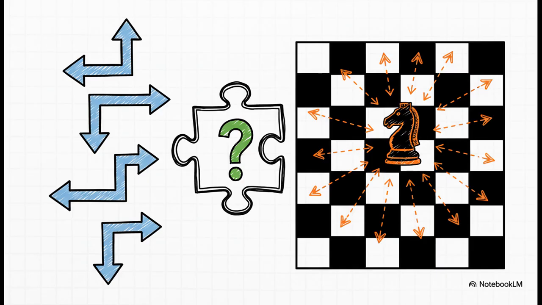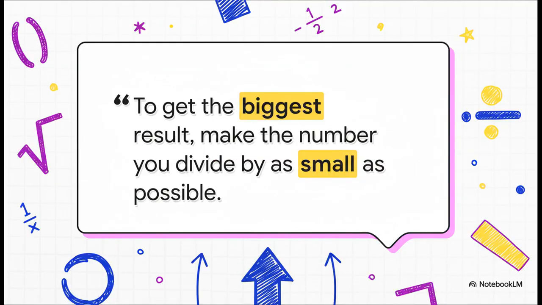So let's try a different kind of problem. This one isn't just about following the rules. It's about using those rules strategically. It's a classic little mathematician's puzzle. Ready? So to crack this puzzle, there's one key piece of strategy you need to know. When you're dividing, if you want the biggest possible result, you need to divide by the smallest possible number. Makes sense, right? And if you want the smallest result, you do the opposite. You divide by the biggest number you can.